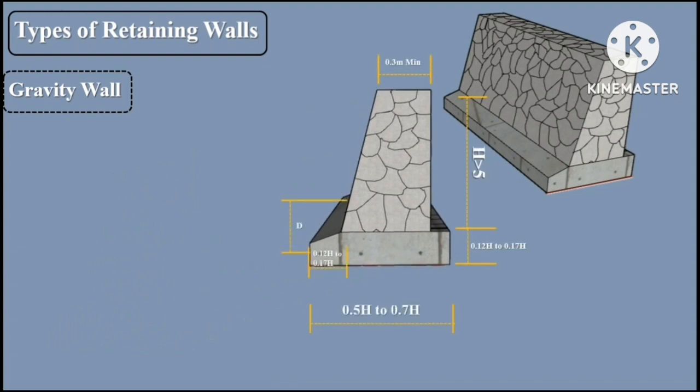A gravity wall is of a bigger size and usually built of stone masonry and rarely in plain concrete. The top width of the stem should be not less than 30 centimeters. Because of the massive proportions and resulting low concrete stresses, low-strength concrete can generally be used for the wall construction. Also, gravity walls are not used for heights greater than 5.0 m.